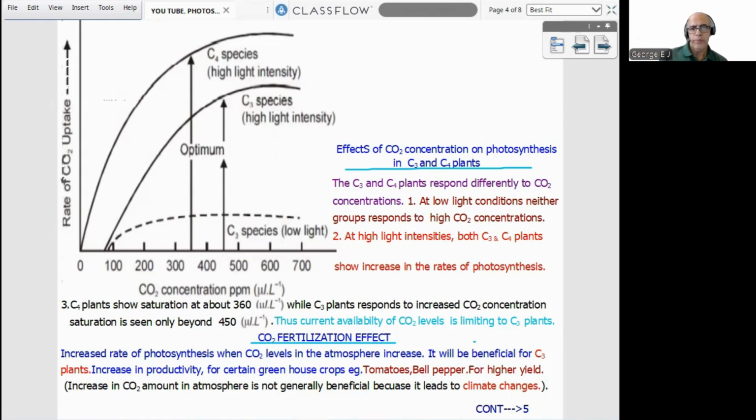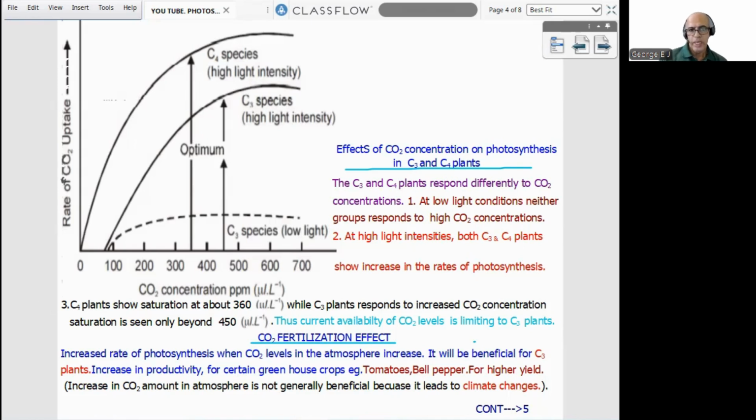C4 reaches up to saturation at 360, while C3 will be reaching around 450. So C4 360, C3 450. Values, don't confuse, it is a usual question. C4 360 saturation, C3 450 saturation.